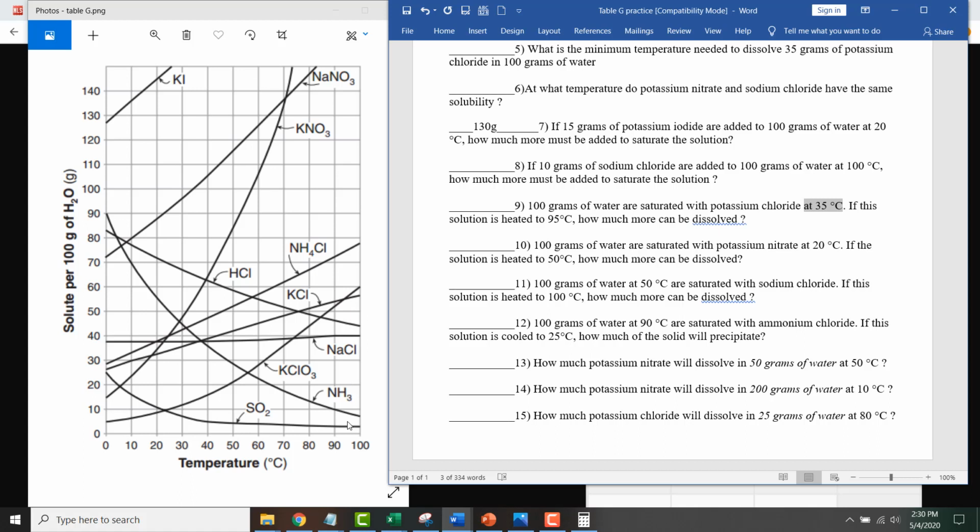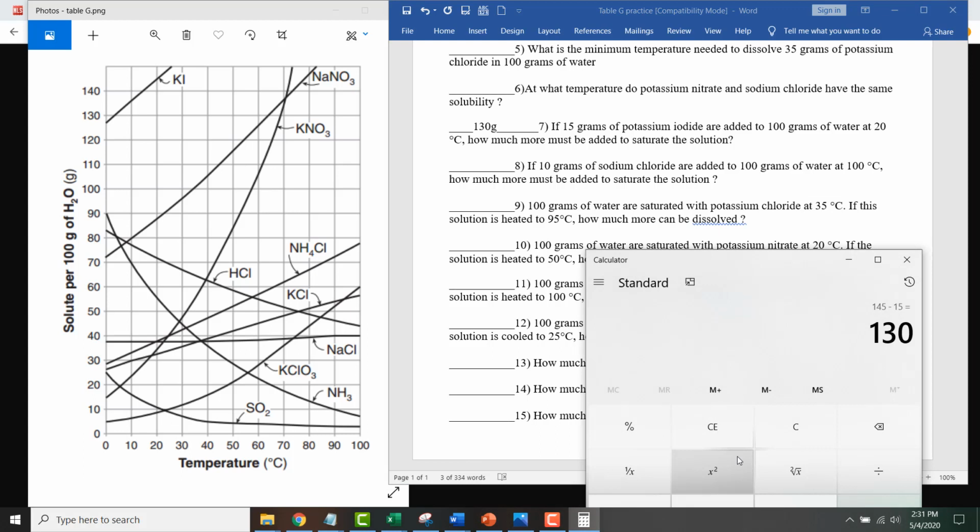Okay, so again, at 95 degrees, I go up to my KCl line, and I estimate I'm at about 55. But we started at 35. At 35, we could only dissolve about 38. So we have a difference. We can hold 38 here, and we can hold about 55 over here. Again, there's going to be a range. So all I would do is subtract those.